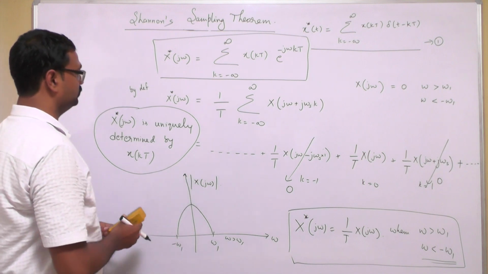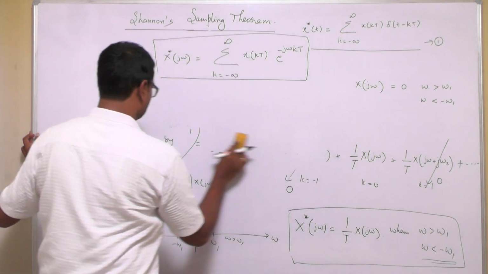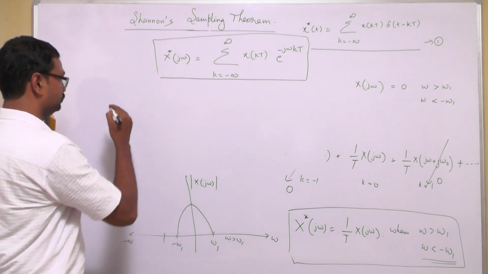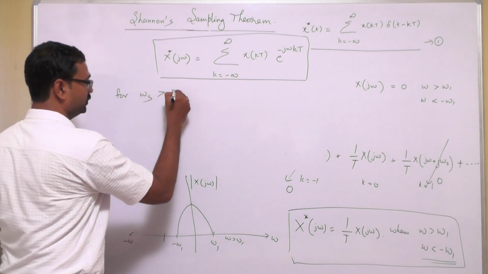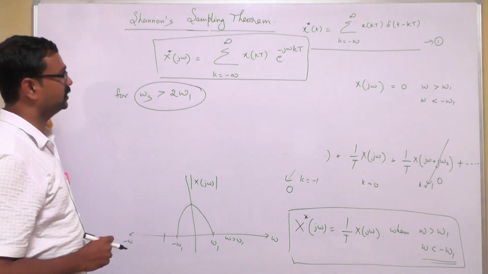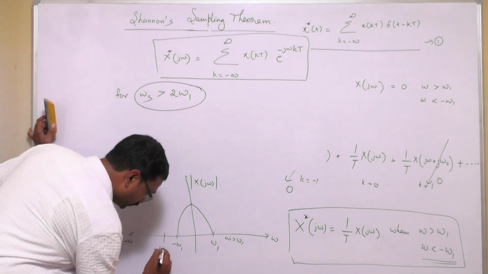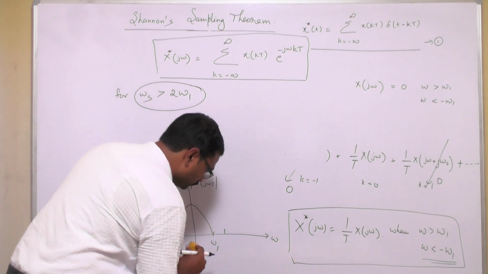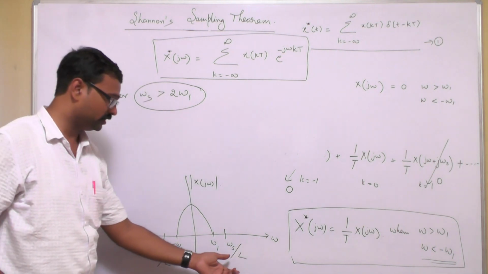Now considering this in mind, you can also say that for the sampling theorem to hold good, we require omega s greater than 2 omega 1. So I can write minus omega s by 2 here and omega s by 2 here.